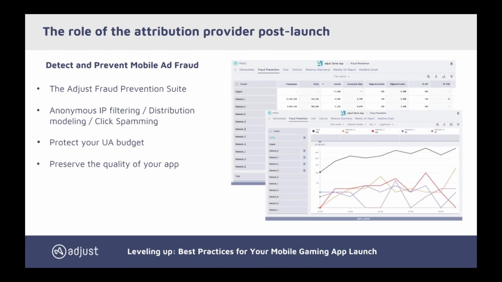One is an anonymous IP filter. Clearly, that's users coming in from a known exit node or Tor, or from a blacklisted area, and we will tell you as such. As well, we have distribution modeling, where we analyze the click-to-install behavior and try to find patterns of fraud within that. If we see that an install is fraudulent, don't worry, we're still going to track that user. We're just not going to give it to the person that fraudulently got that install. So all this leads towards protecting your UA budget and preserving the quality of your app.